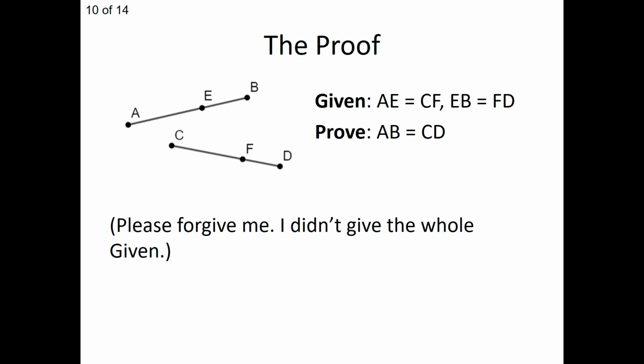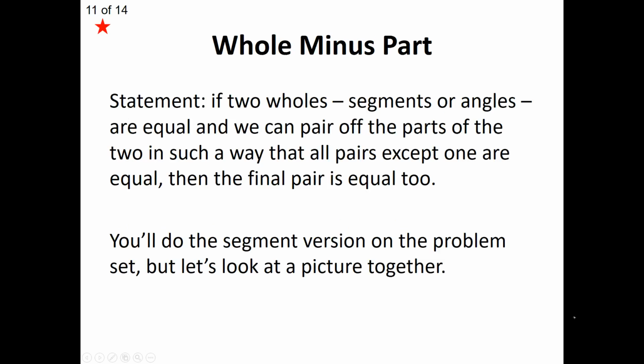But what I've given you also, which is the important part, is that AE and CF are equal in length, and EB and FD are equal in length. So prove then that the wholes are equal: the whole segment AB and the whole segment CD are equal. The segment addition postulate is going to come in handy on this one. So make sure you use that one wisely in approaching equal parts, equal wholes.